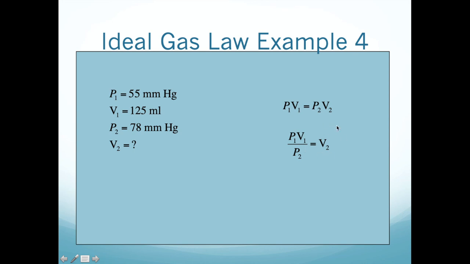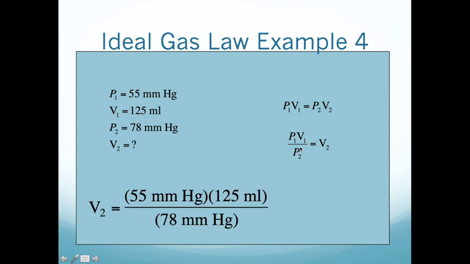Now that you've got your new volume by itself, since that's what you're trying to solve for, just plug your other numbers into the equation. Okay, so we're going to take 55 times 125 divided by 78. Notice that our units of torr, millimeters of mercury, cancel each other out, and we're left with our answer in milliliters. So you should get somewhere around 88 milliliters.